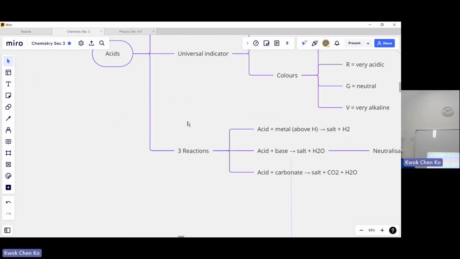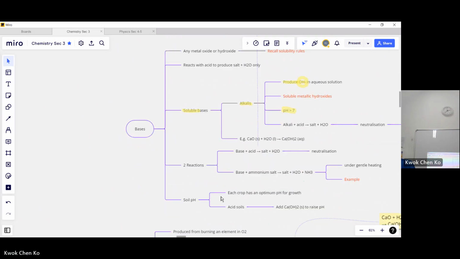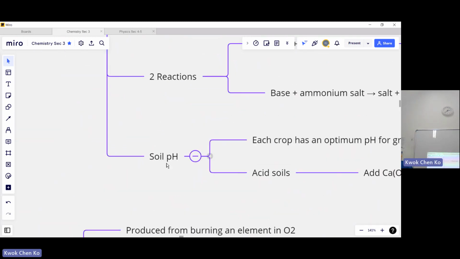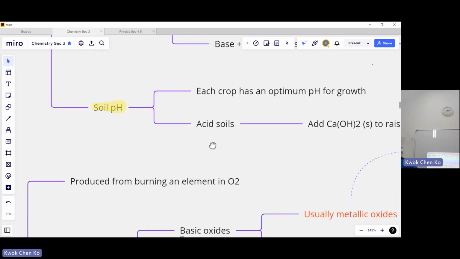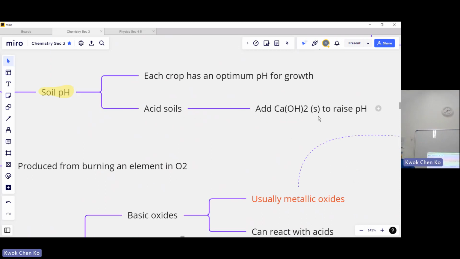Let me see. Any other thing I need to touch up on? But just be mindful, they like to ask this a lot. Soil pH. Now, even though soil is not water, pH can be tested for this. And let's say if the pH is too low, what should you do? In other words, if your soil is acidic, this is normally what they do. Okay, they like to ask about this. How to increase the pH of soil? Add calcium hydroxide.